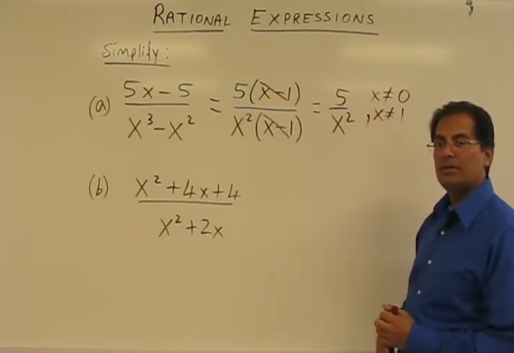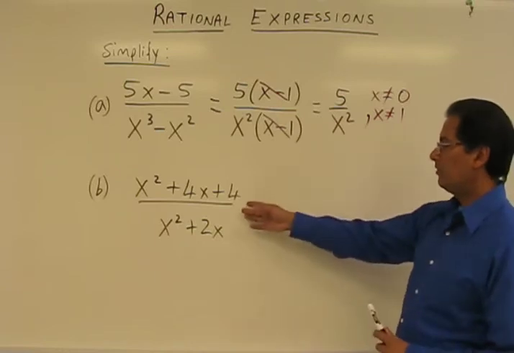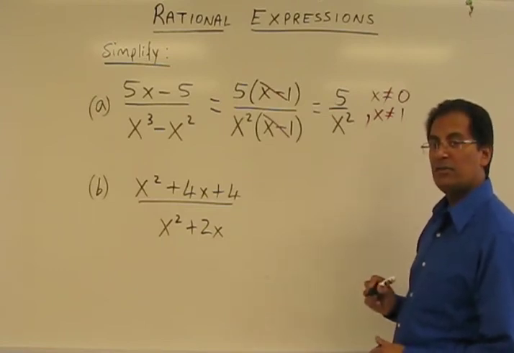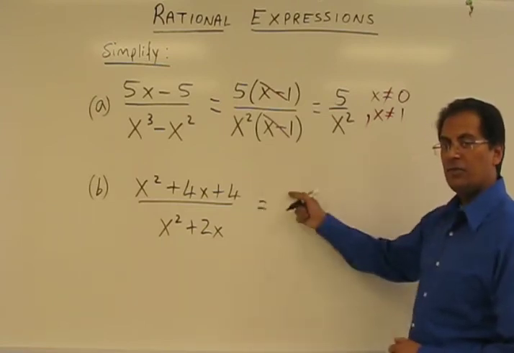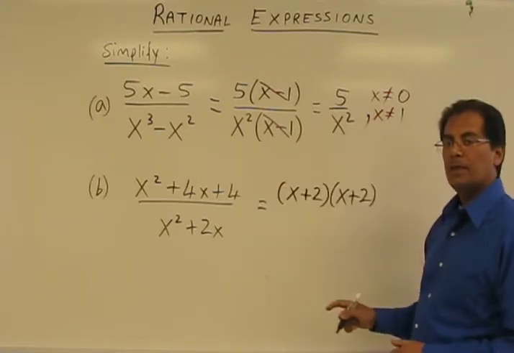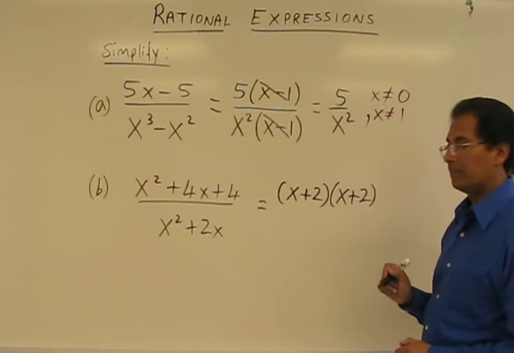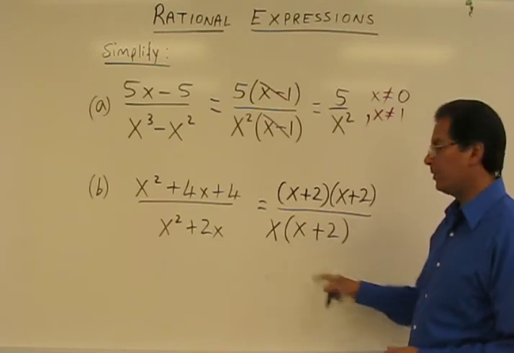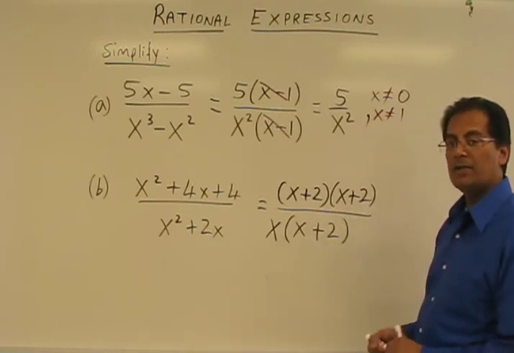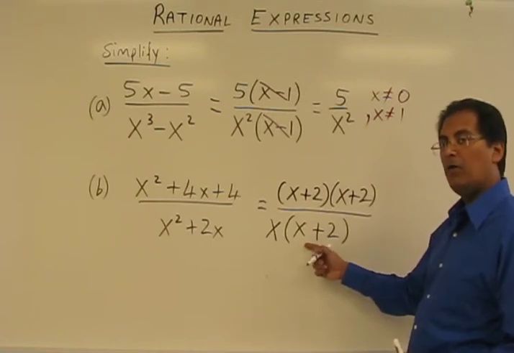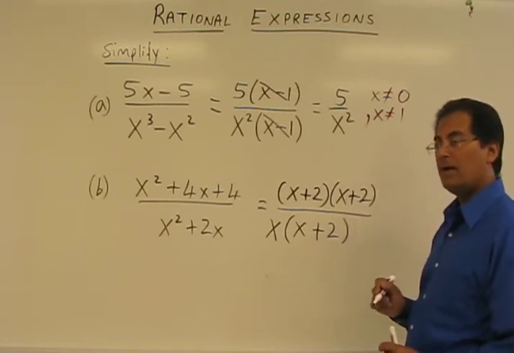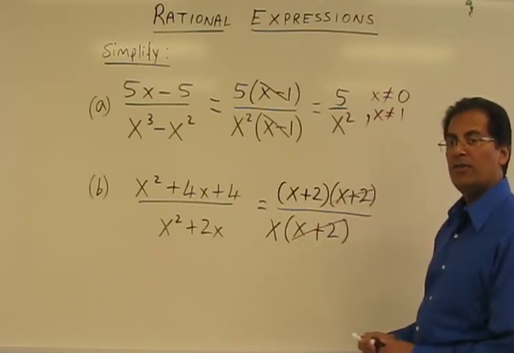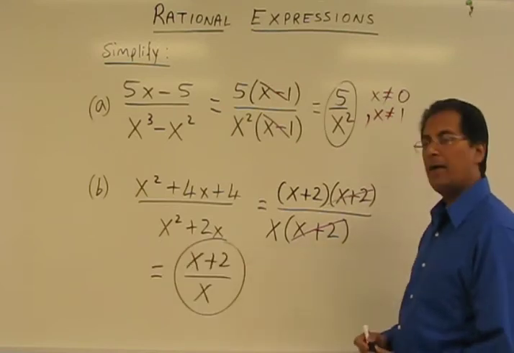Let's do the second expression. The second expression says we want to simplify x squared plus 4x plus 4 divided by x squared plus 2x. Well, let's factor top and bottom. The top is a trinomial we have to factor, and it factors into x plus 2 times x plus 2. The bottom, we can factor out an x. So it factors into x times x plus 2. And we can cancel our common factors. What are our common factors? x plus 2. We can only cancel it with one of the x plus 2's above. And so my final expression is x plus 2 divided by x.